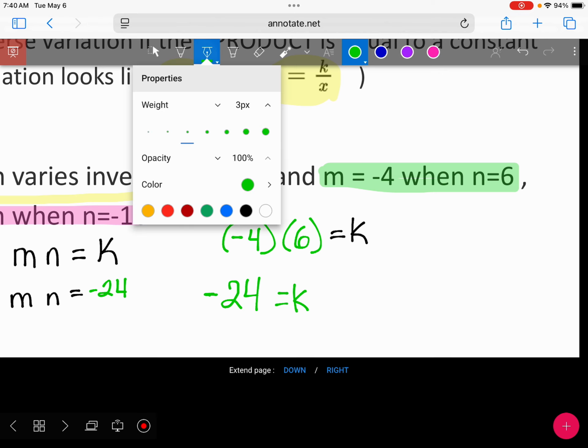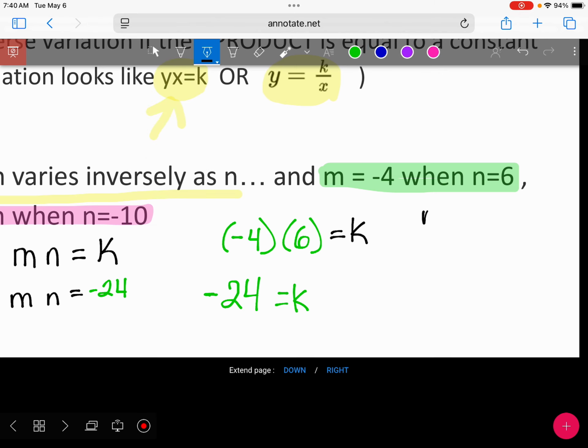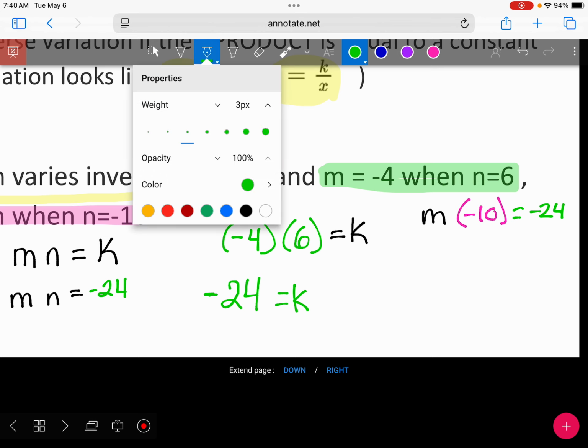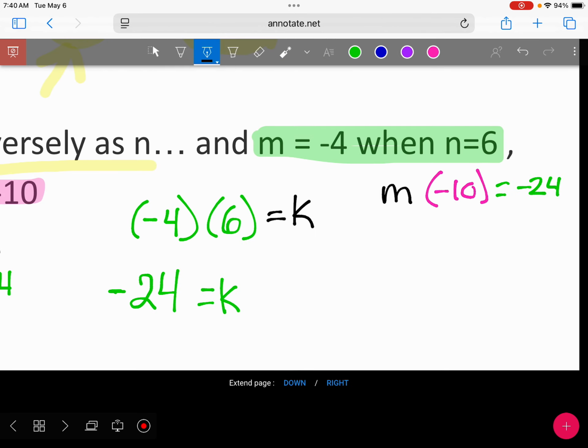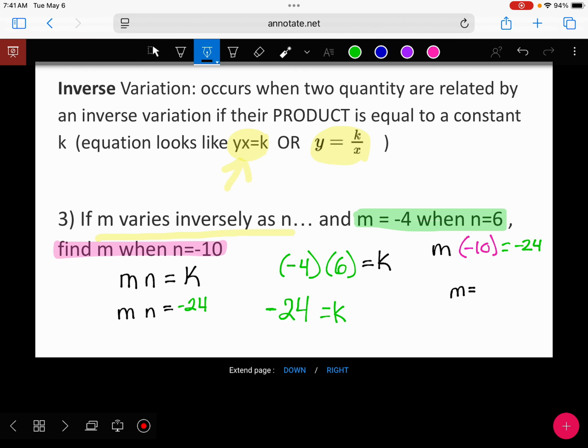So we know m times negative 10 is going to equal that negative 24. So what's m going to be?